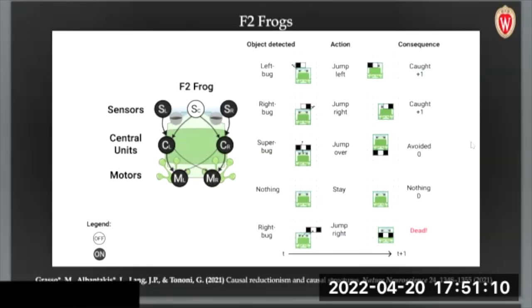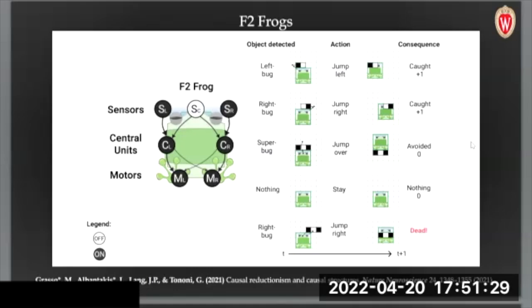And if we were to follow the dictum of Jaegwon Kim, in the moment in which the frog is detecting a superbug, well, the state of its left central unit has been caused by basically detecting a left bug, which is the left part of the superbug.